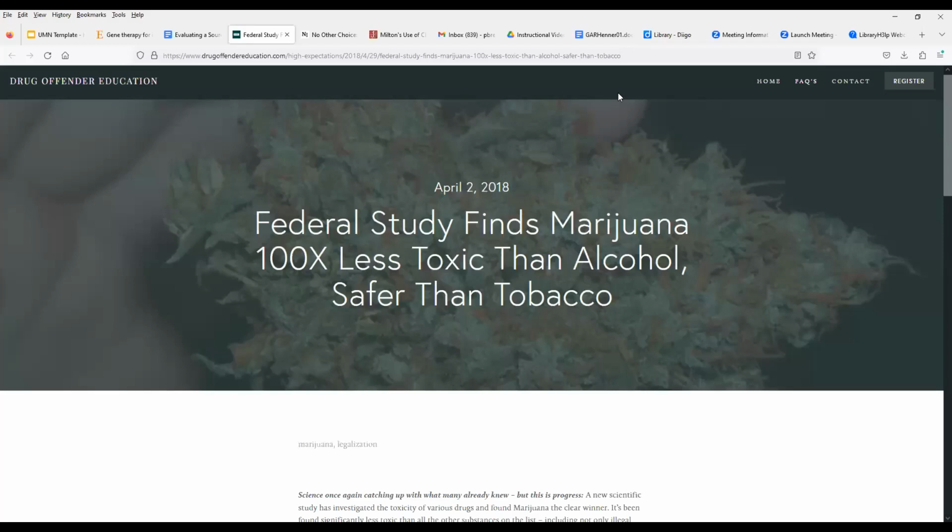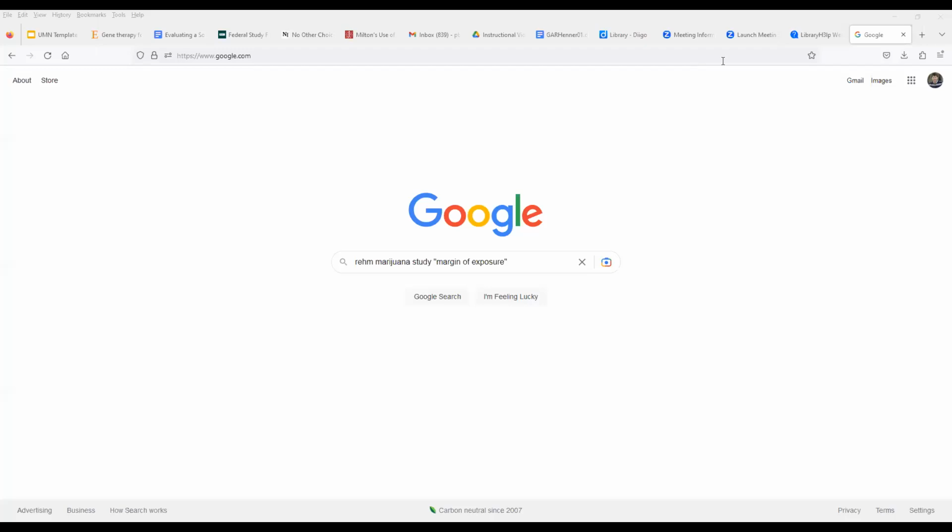Let's look at this web news story. It reports on a scientific study measuring the toxicity of marijuana and claims that the herb is more than 100 times safer than alcohol. How do we know if this is true or not? One thing we can do is track down the original source study. Let's do that by searching by author as well as several keywords.